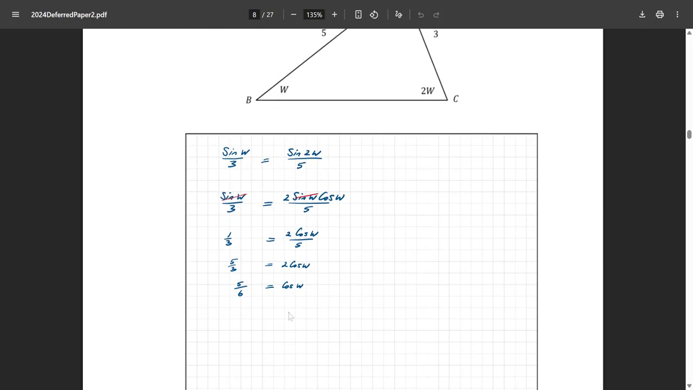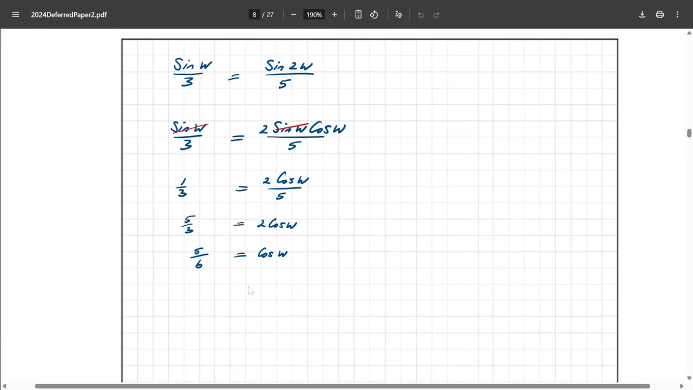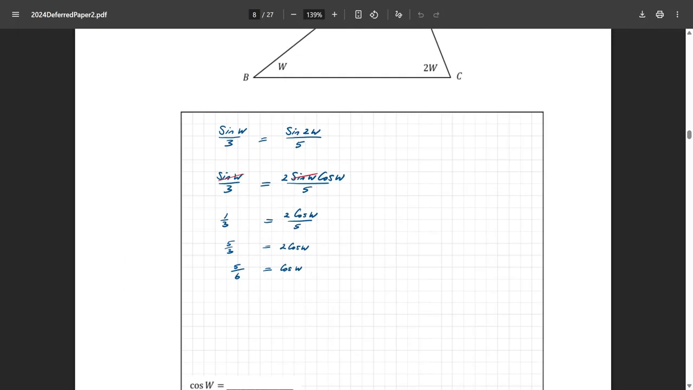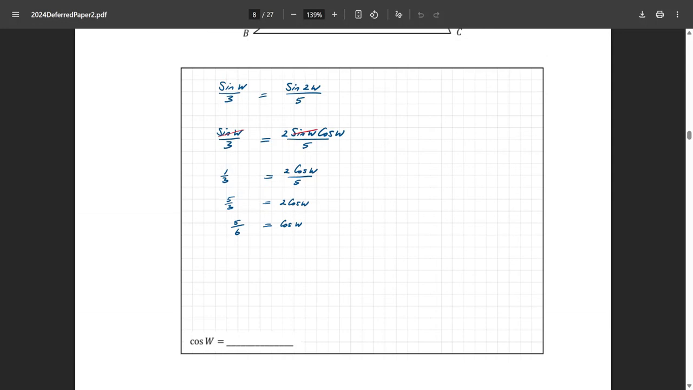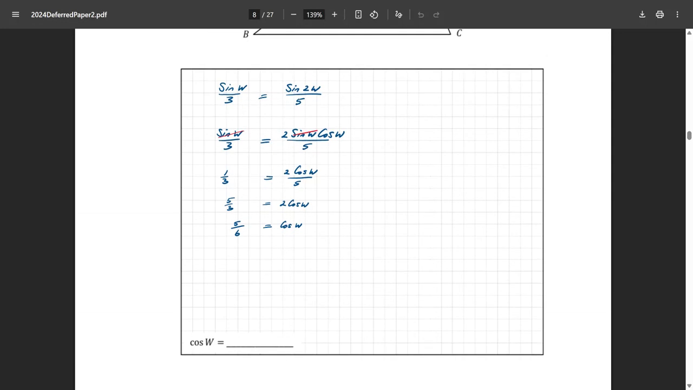which means now that the sines cancel. It's the same on both sides, so you can cancel the sine W on both sides. And you're left with 2 cos W over 5 is 1 over 3. You can multiply across by 5 and you get 5 over 3 is 2 cos W, and divide across finally by 2 and you get 5 over 6 is cos W. And that's what we were asked for, write it as a fraction. And that's the end of the trigonometry question.